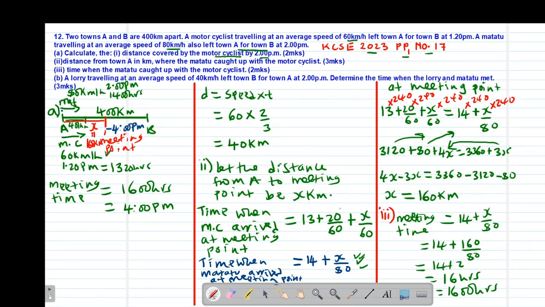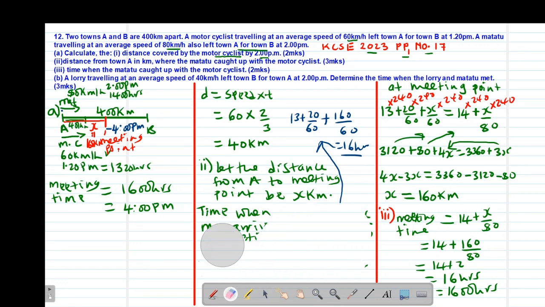If you work with this equation, you are going to have the following. This will be 13 plus 20 over 60, then you add x over 60, which is 160 divided by 60. So if you add this on your calculator, 13 plus 20 over 60, then you add 160 over 60, you're also going to get 16. So this one will as well give you 16 hours. It doesn't matter which equation you use, the answers should always be the same. Good. Now we can move to part B of the question.